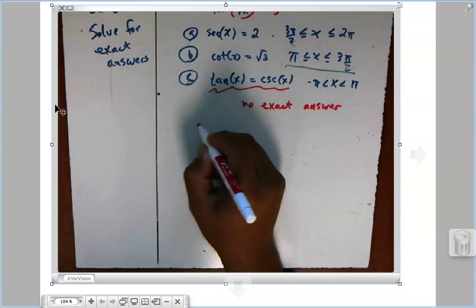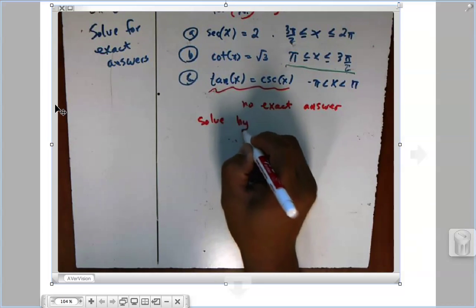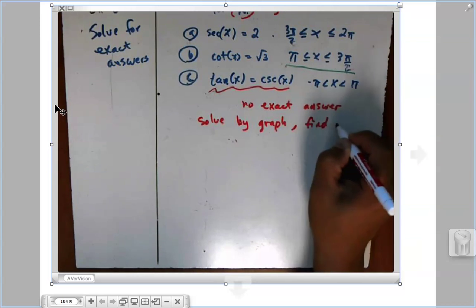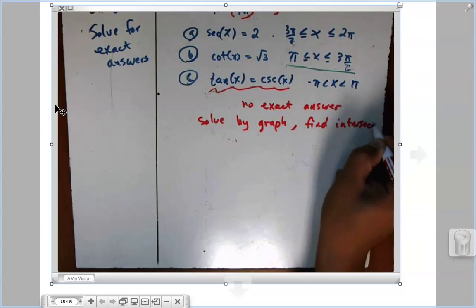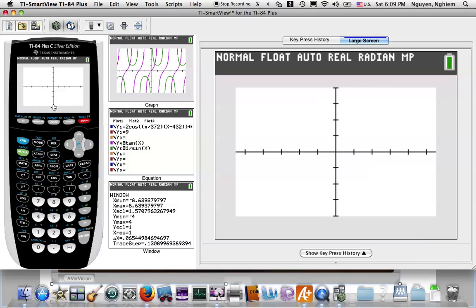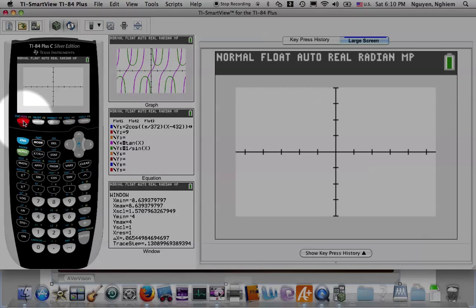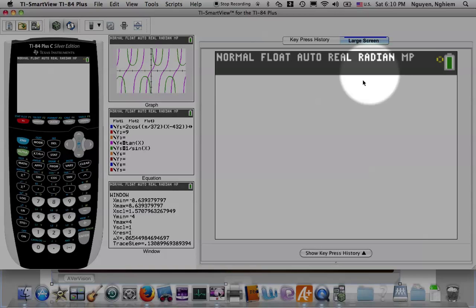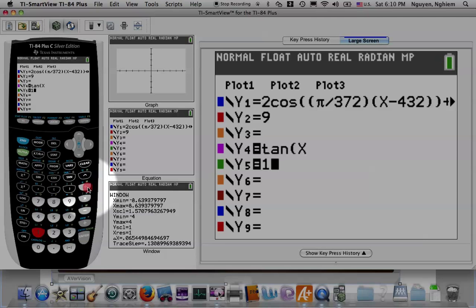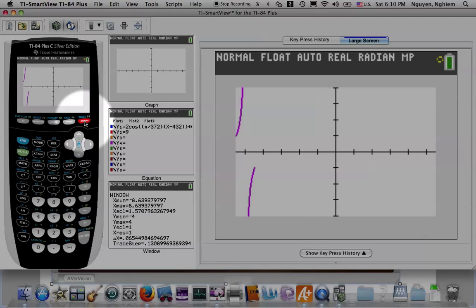So we're going to solve this one by graphing and finding the intersection. Okay. So I'm going to use my TI-83/84 calculator. Let's go to your y equals. And I got some other stuff going on up here. Just ignore that for now. I'm going to graph tangent here. Cosecant down here. And remember, cosecant is 1. And we are looking for the intersection.